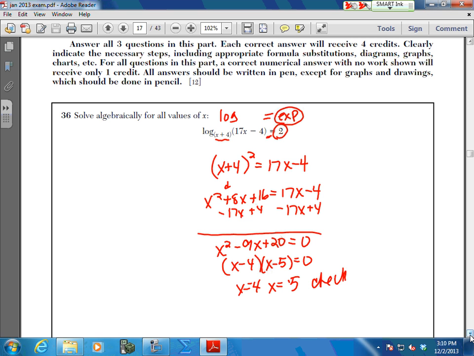Remember to check both of these answers, because you could have something that causes you to take the log of a negative or a 0, and that's not going to work. So make sure that you check both answers.